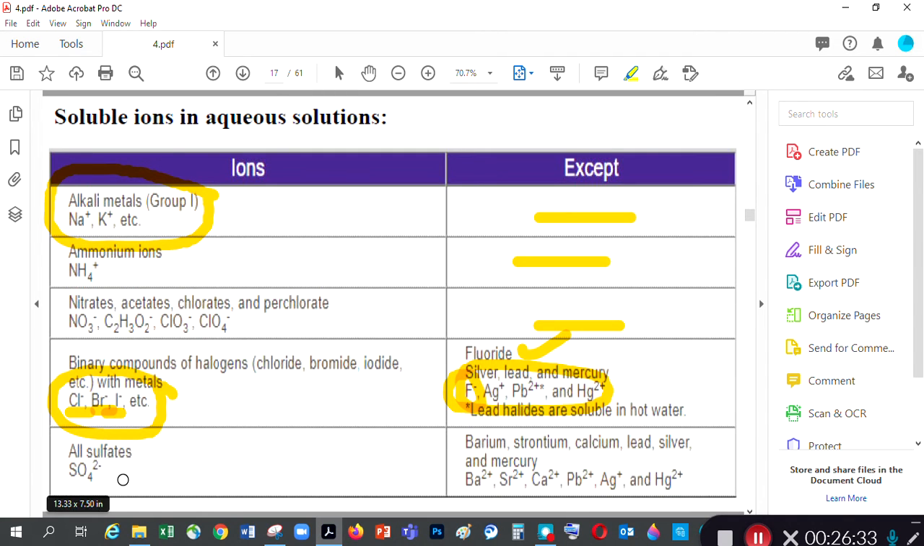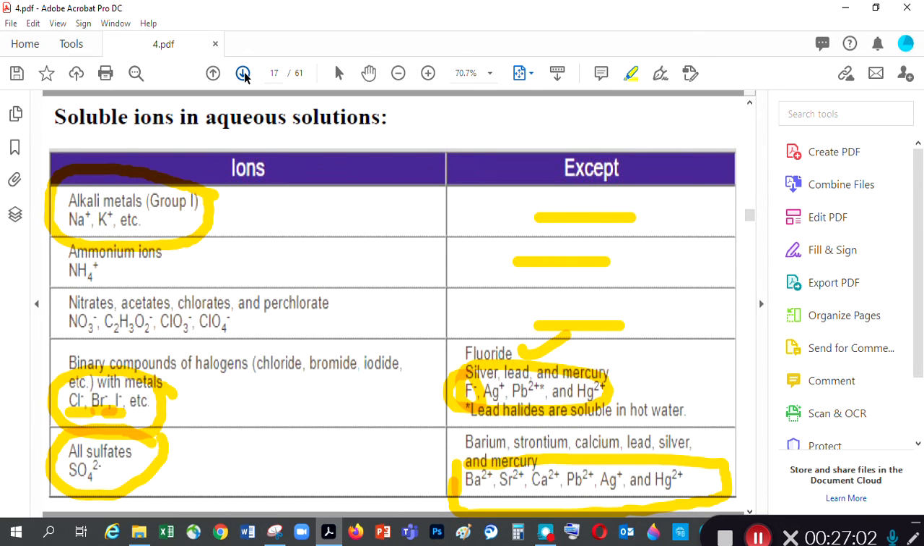And the fluoride again is not soluble, so it's not part of them there. Now all the sulfates are soluble, except, what's the exception? Those are the exceptions here: barium, strontium, calcium, and lead, and mercury, silver and mercury too. So all those, combining with sulfate, will form a salt that's not soluble.